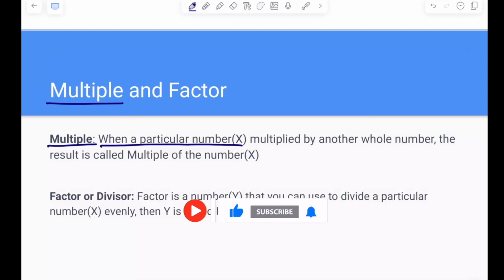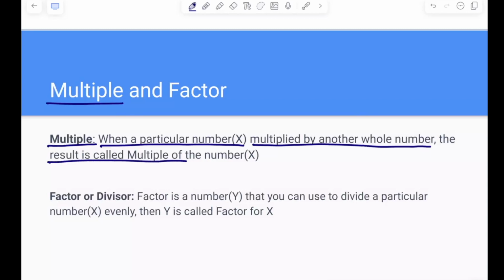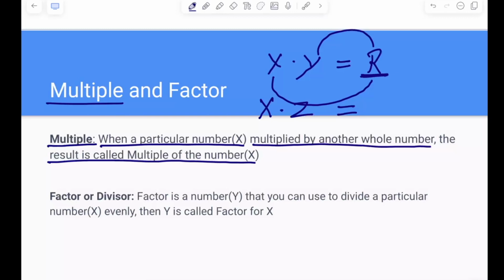When a particular number x is multiplied by another whole number, the result is called a multiple of the number x. Of course, it is a multiple of y also. Say I have taken number x. When this is multiplied by another number y, whatever result you obtain is called a multiple of x. Of course, it is a multiple of y also. When x is multiplied by another number z, the result is called a multiple of x, also a multiple of z.